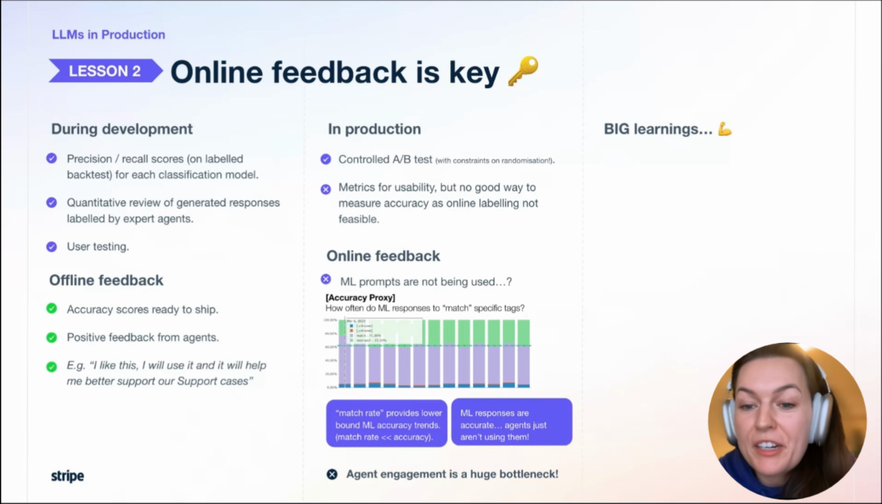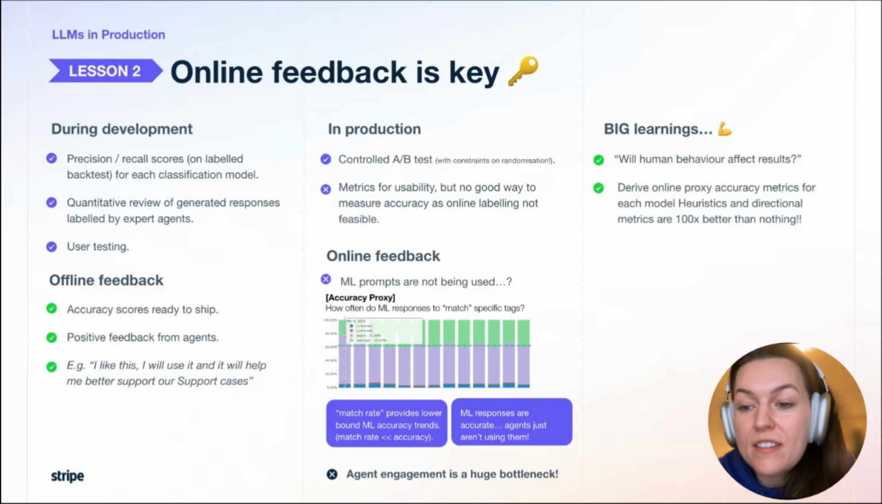So there were many big learnings here. The first one is to always ask yourself whether human behavior can affect solving your business problem. And if so, engage with UX early. More practically for ML, we also learned the importance of deriving proxy online metrics in cases where we don't have the right data to measure accuracy or whatever metric we're targeting exactly. So directional feedback using heuristics is a million times better than being completely in the dark.